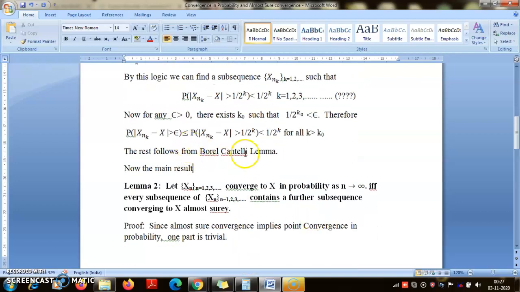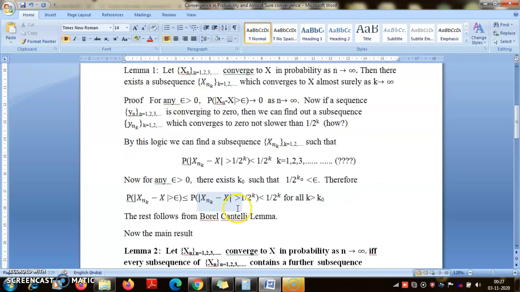Now, those who have not read the Borel-Cantelli lemma or do not remember it, please have a look at it. As I said, the Borel-Cantelli lemma is more often than not the most standard way of proving almost sure convergence. Now I come to the main result. I am saying that x_n is converging to x in probability if and only if every subsequence contains a further subsequence converging to x almost surely.